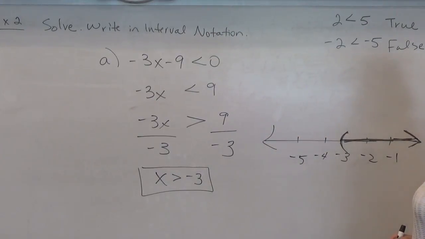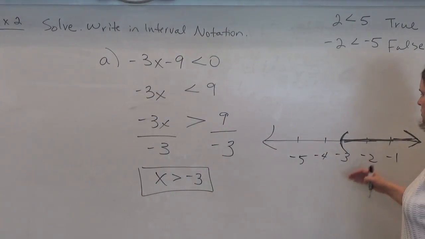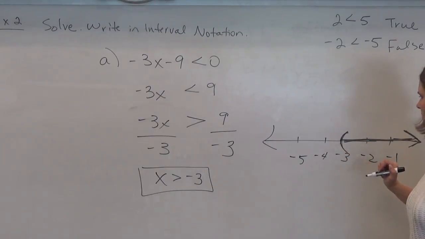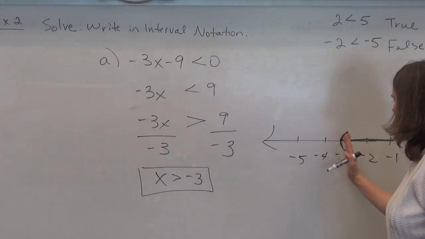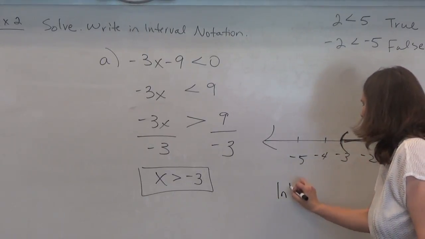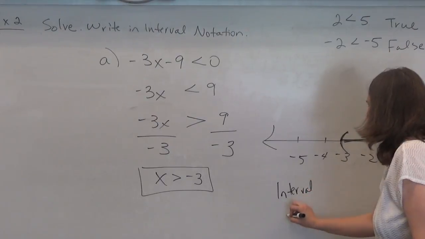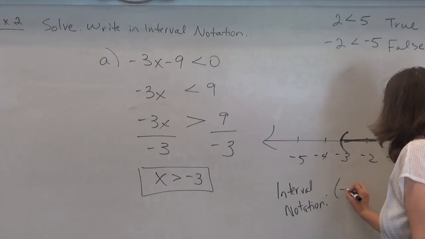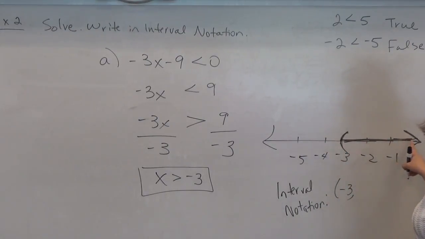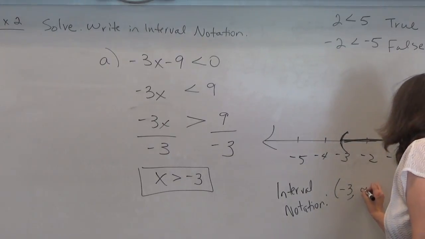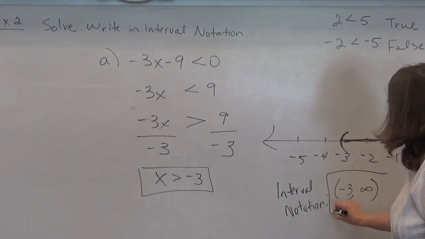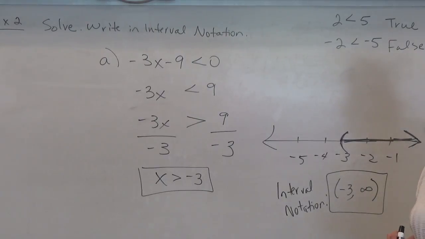Okay. Now that I've got it on the graph, the interval notation is just a shorthand way of writing the graph. The graph begins at negative 3, so in my interval notation, I need to write parentheses, negative 3, comma, and then how far does it go? It goes to positive infinity. So put the infinity, and infinity always has the round parentheses symbol with it. It never has a square bracket with infinity. So that's your interval notation. Parentheses, -3, comma, infinity, parentheses.